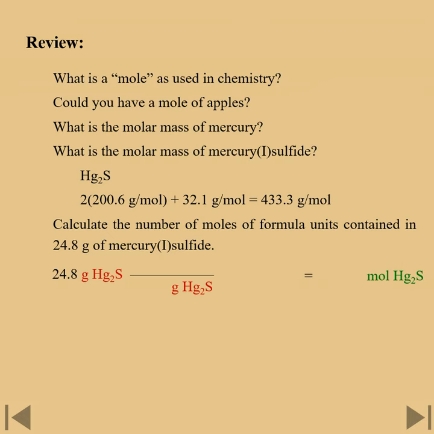And now comes the big question, can we go straight from grams of mercury 1 sulfide to moles of mercury 1 sulfide? We most certainly can. There's our most common calculation in all of chemistry. And we already determined the molar mass. If we hadn't, we'd be doing it right now. And that would be 0.0572 moles of mercury 1 sulfide.